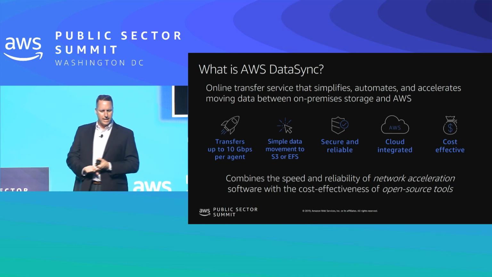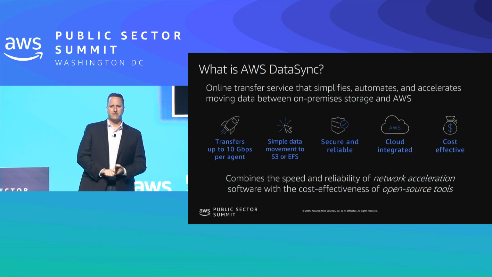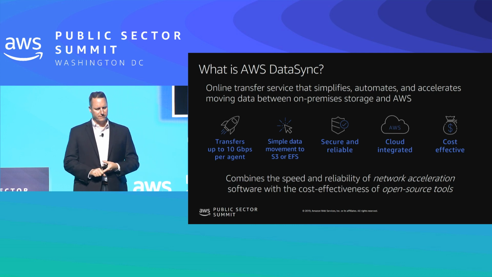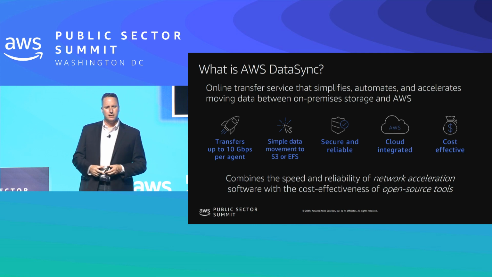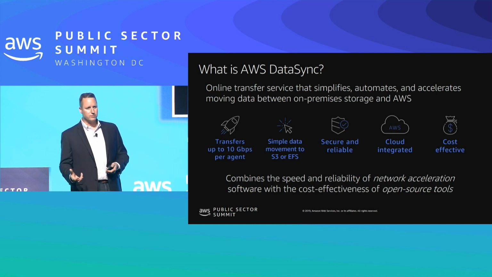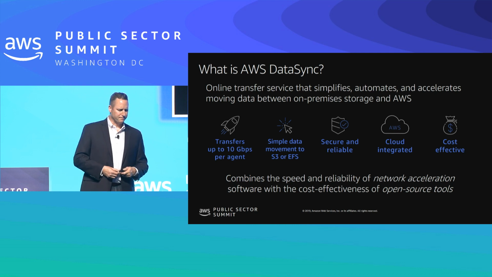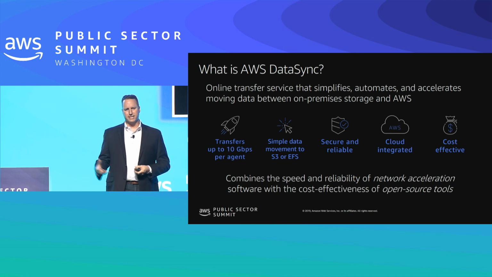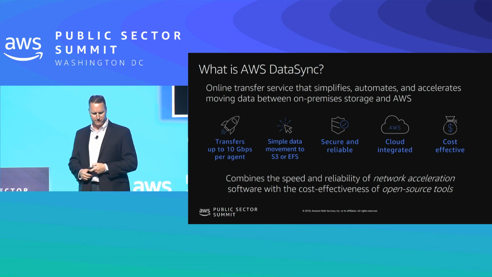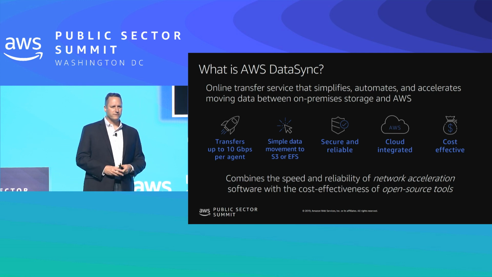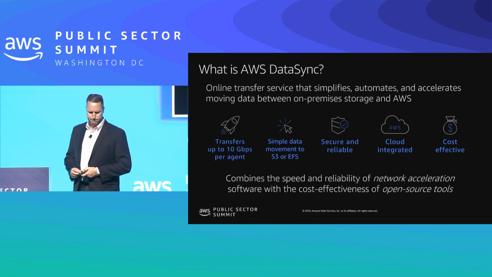Okay. Right now, DataSync supports NFS. SMB is on the roadmap in the very near future, so it will be NFS and SMB coming very soon. NFS is what I'm going to show you today. It is secure and reliable, so you can encrypt the data in transit, as you would expect. You can also encrypt it in the S3 bucket or in the EFS file system. It is cloud integrated, so it works with CloudTrail, CloudWatch, and many other services as a great way to get data into the cloud and into S3 or EFS, and it's very, very cost effective. Okay, so you get the speed and reliability of network acceleration tools and software with the cost effectiveness of open source tools.